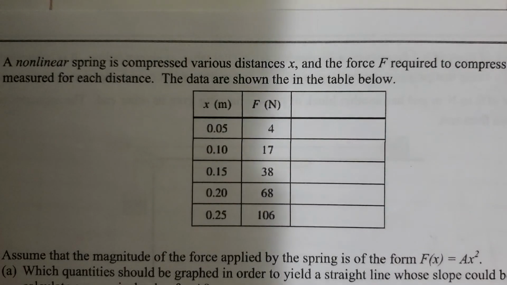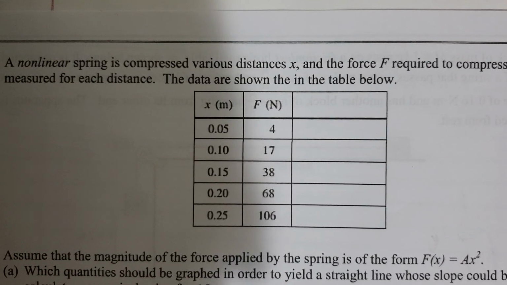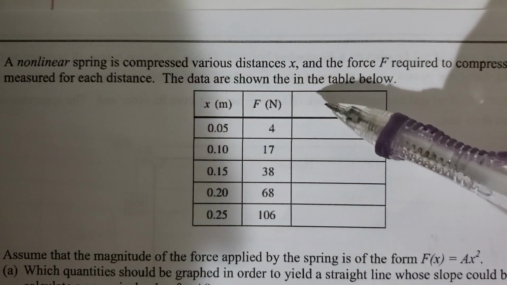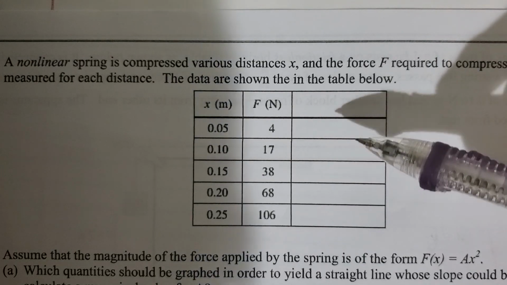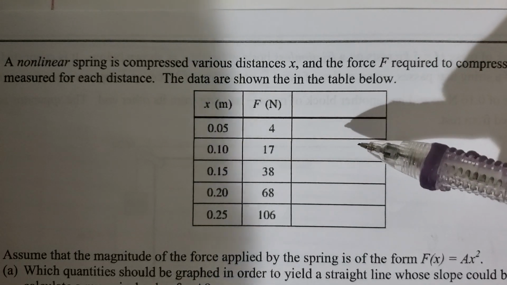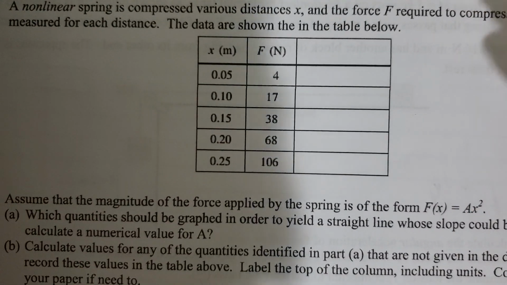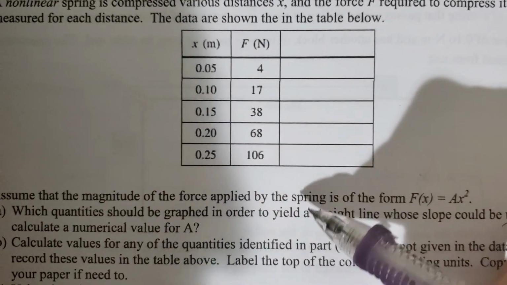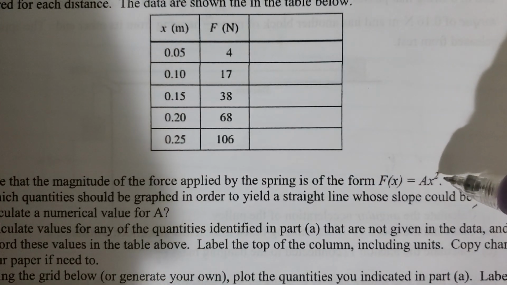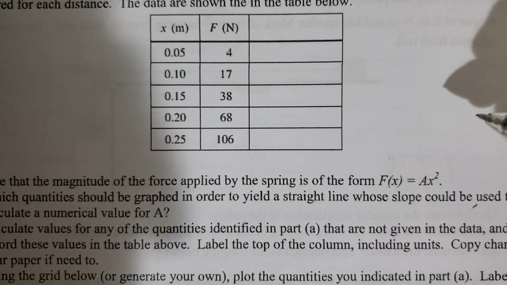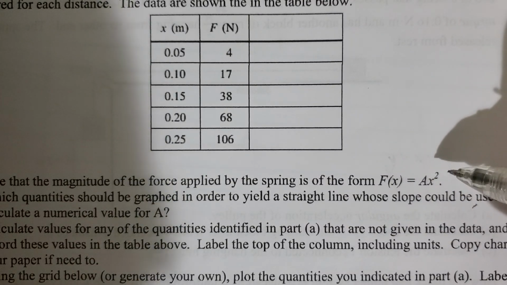Okay, so for FRQ number 4, we have a nonlinear spring, and we are given a data table that shows the various distance x that the spring is compressed, along with the corresponding force, F, that is required to compress the spring that certain amount of distance. Now, we are also told that the magnitude of the force applied by the spring is in the form of f of x is equal to ax squared.